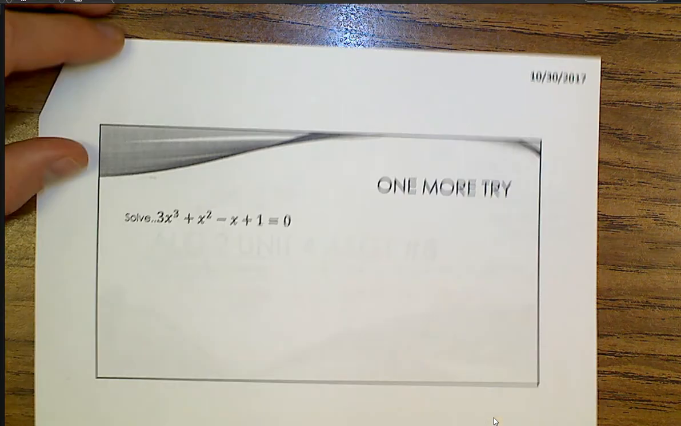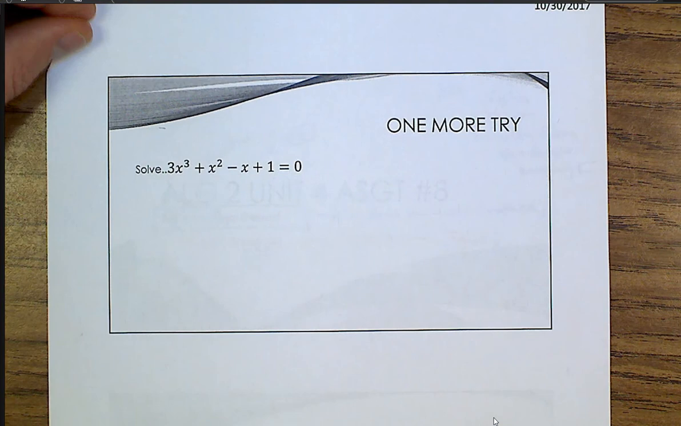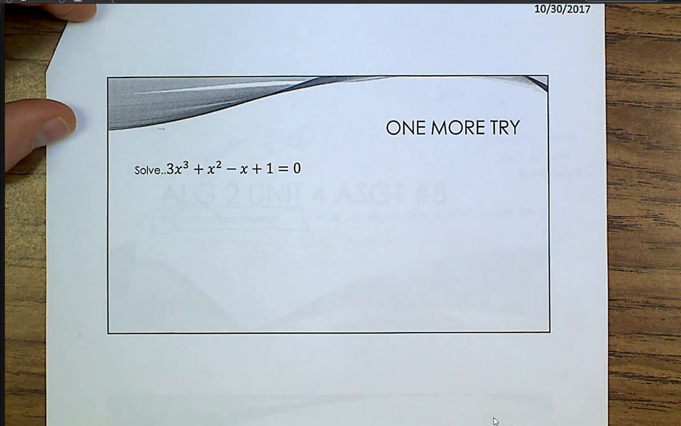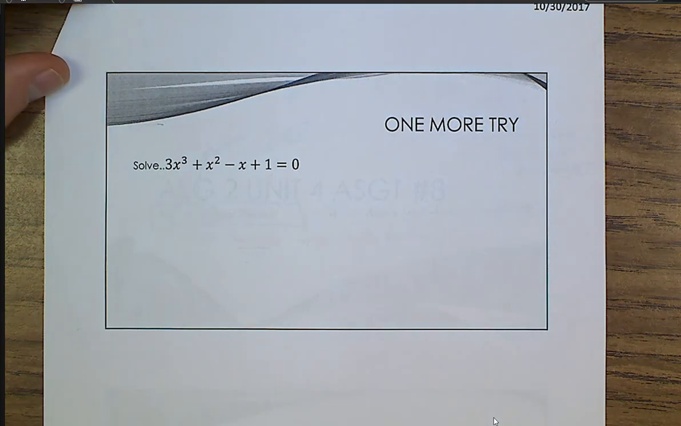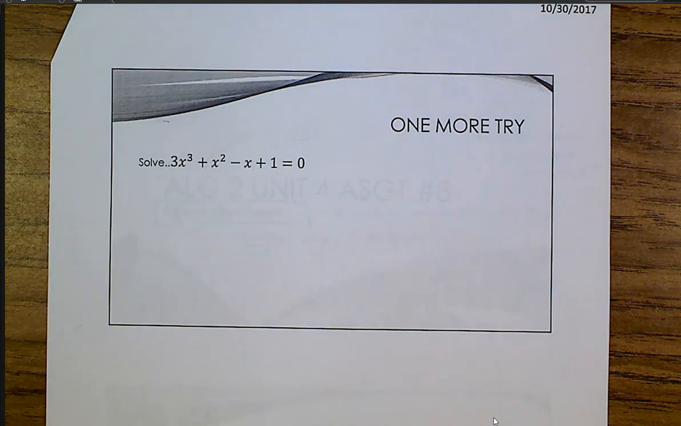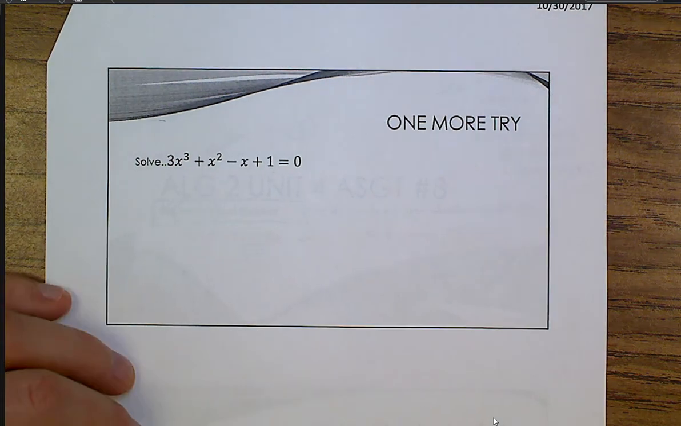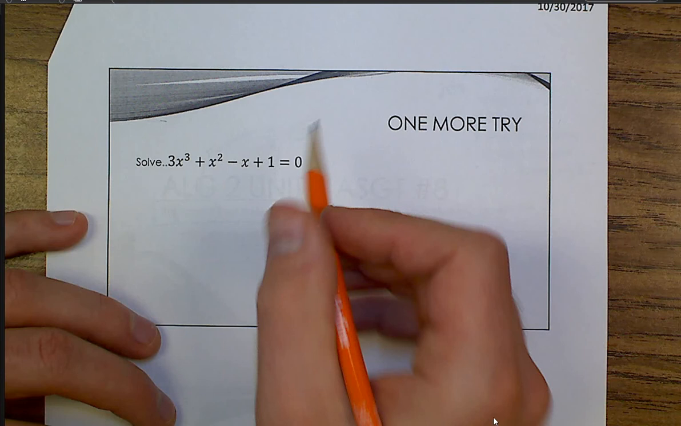All right, so I want you to go ahead and hit pause and try to solve this one on your own. Notice I got some nice smaller numbers here for you so that you can try some things and see what you come up with. Okay, so let's take a look at it here. Again, we want to list all of our possible zeros.